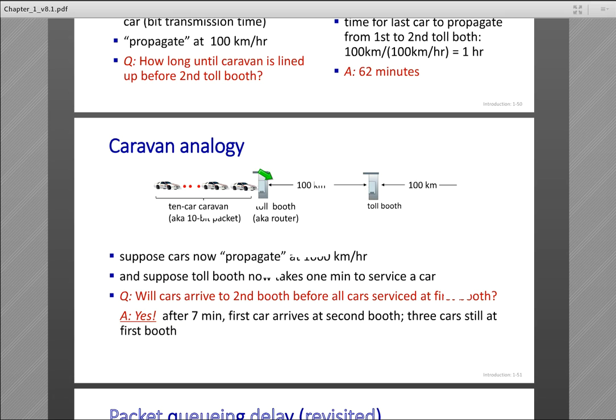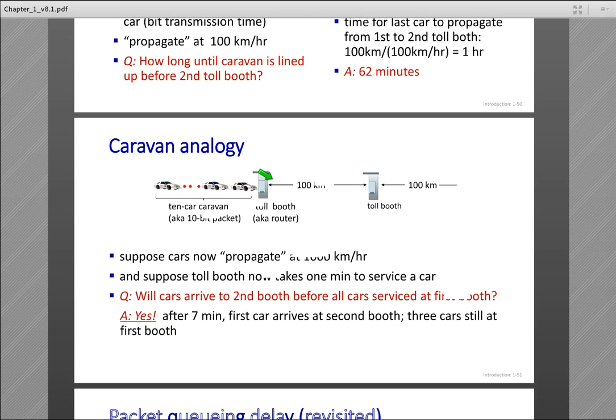What does it mean? It means that if I increase the propagation speed in the network, I will increase the size of this car 1, the distance between different cars. In computer networks, if I increase the propagation speed in a network, I will increase the size of each packet in that network.